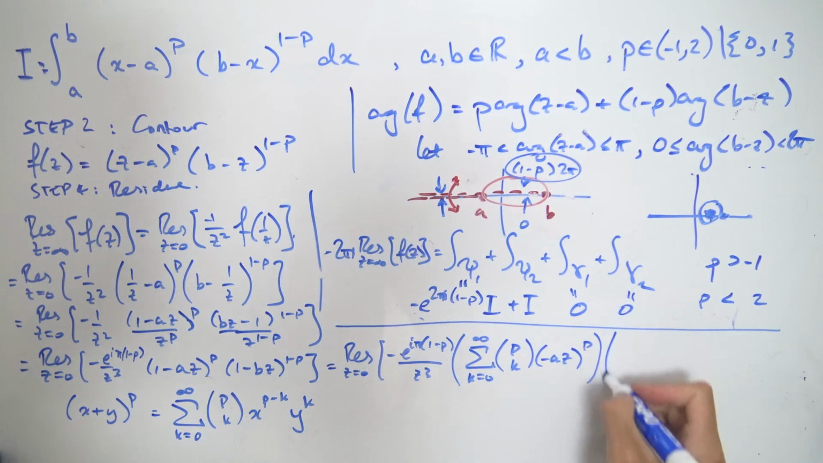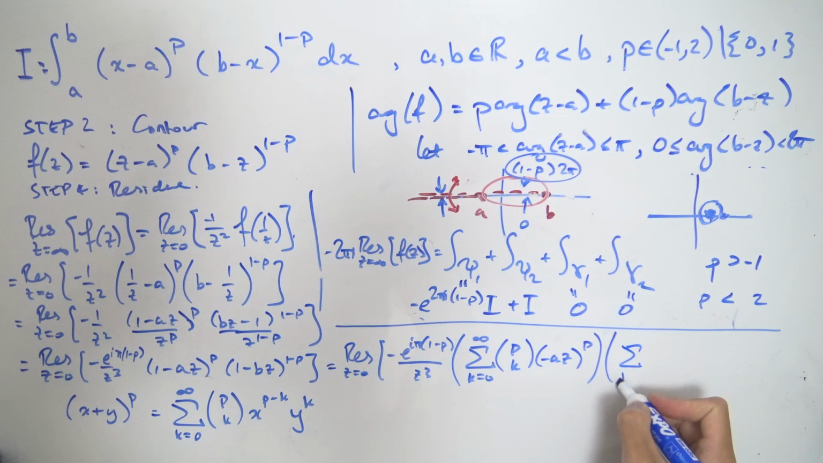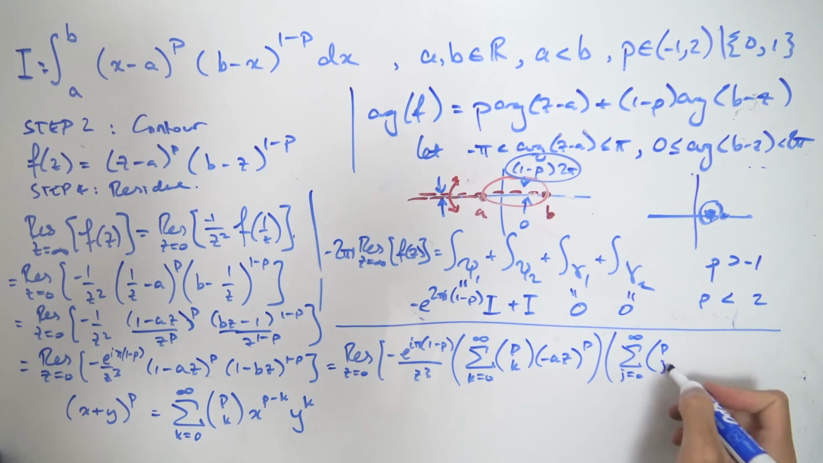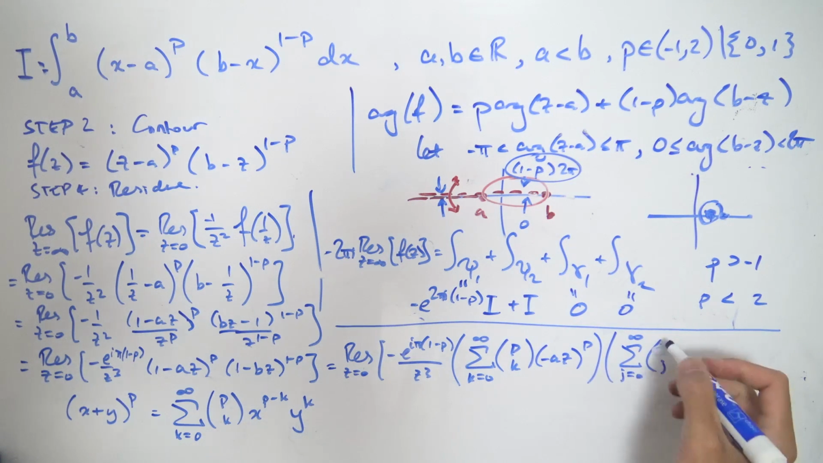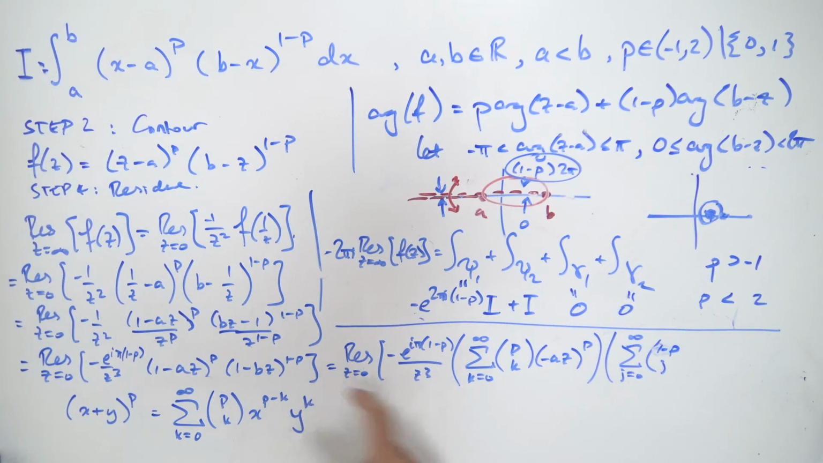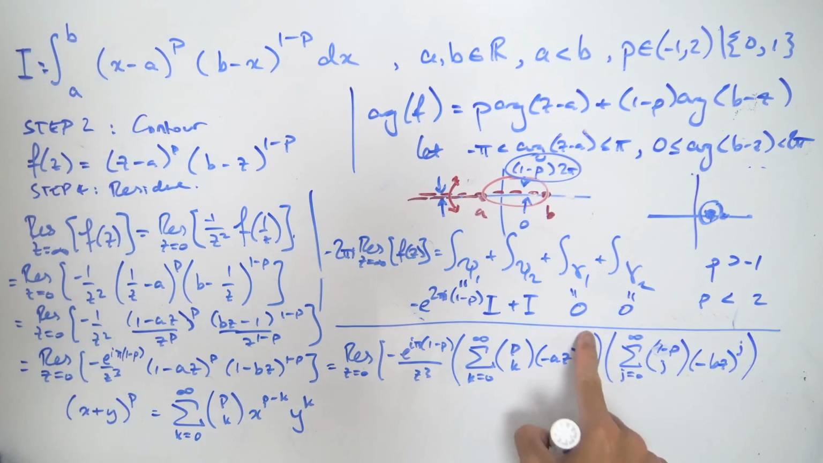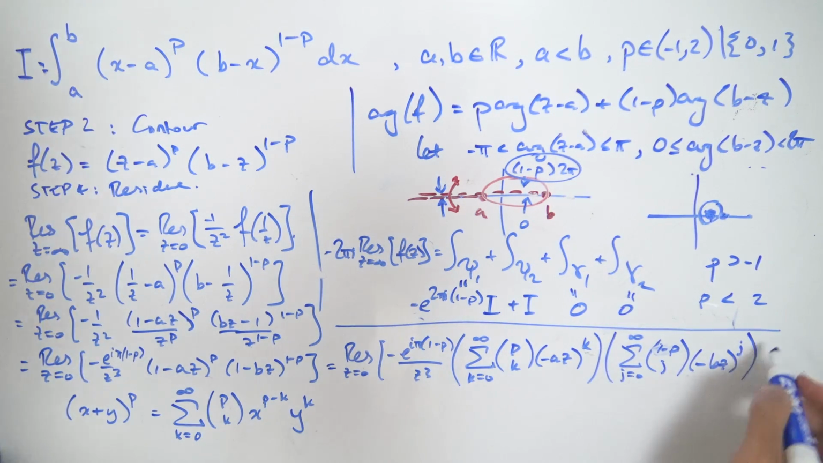So now this is going to be the sum running from j equals 0 to infinity of 1 minus p choose j, because we have a power of 1 minus p, and then we're going to have a minus bz raised to the jth power, like so. This should have been the kth power actually. We raised it to the index. So that's all. And now comes the really interesting part.